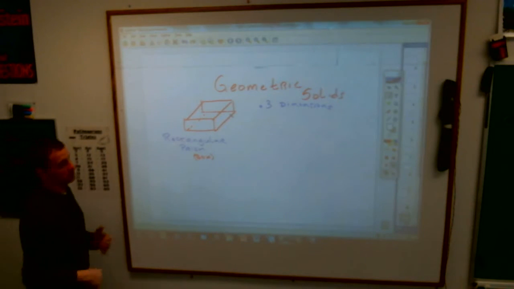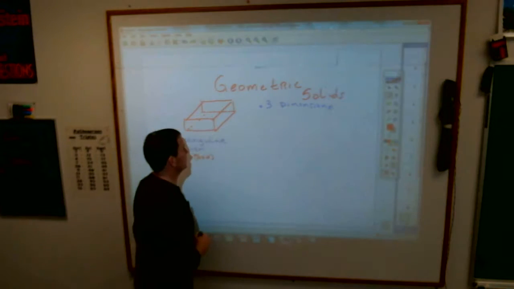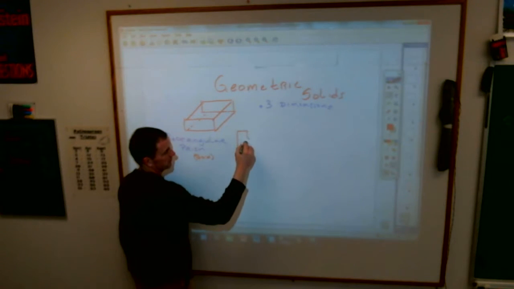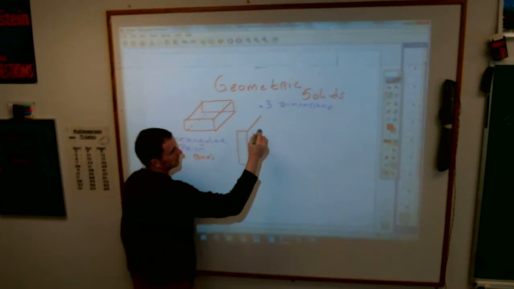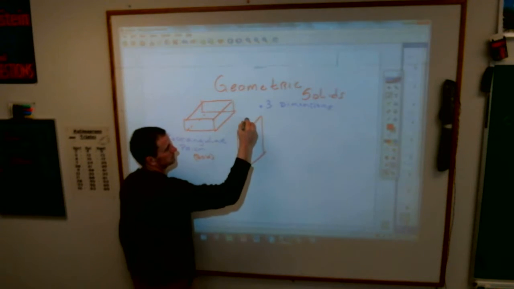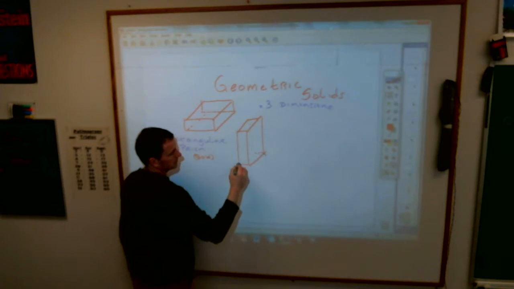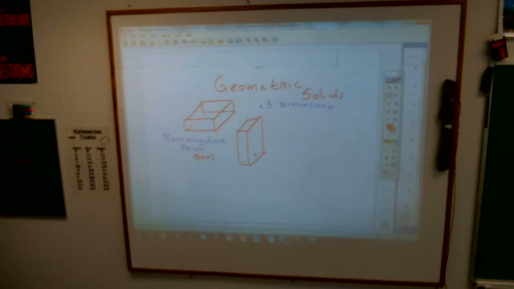And rectangular prisms, as long as they're made up of all rectangles, can look like anything. It could be a cereal box. A cereal box kind of looks like this. And then it's kind of longer this way. You have dashed lines that you can't see. Okay, those are both rectangular prisms.